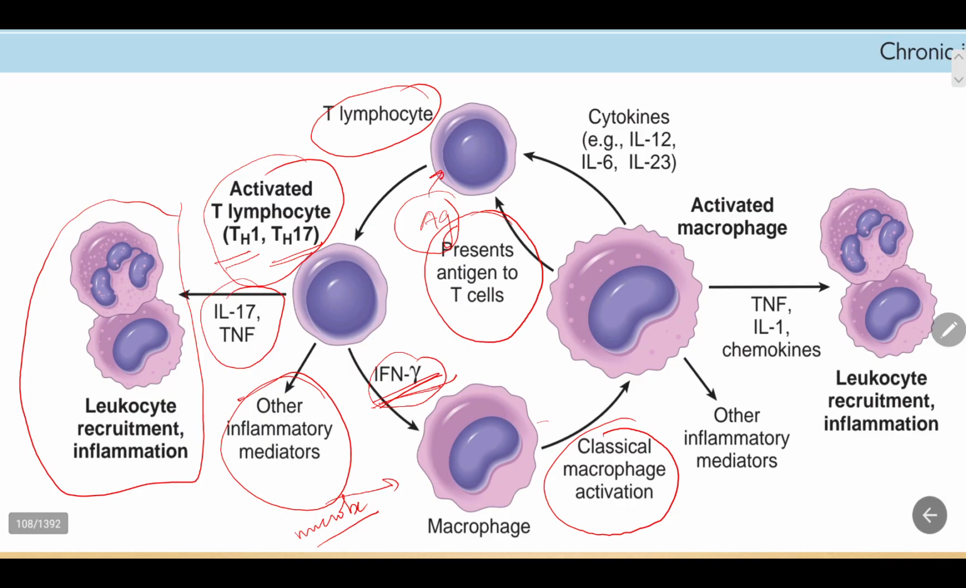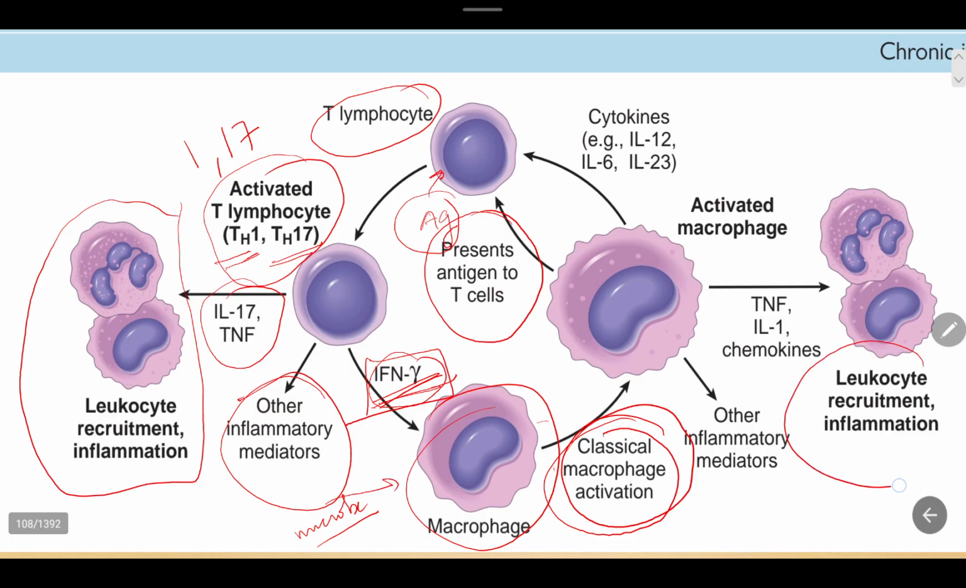So when there is presence of an antigen to the T cells, the T lymphocytes are activated, and the activated T lymphocytes are T helper 1 and T helper 17. They cause release of interleukin 17 and interferon gamma, which stimulates the macrophages. Thus the classical macrophage activation happens, and the macrophages are activated, which causes leukocyte recruitment and inflammation.